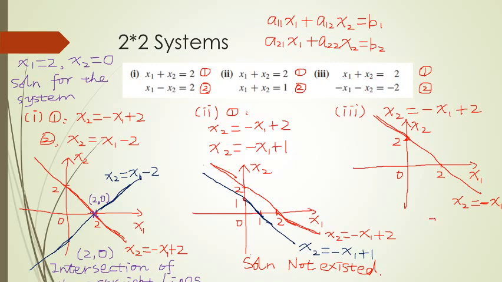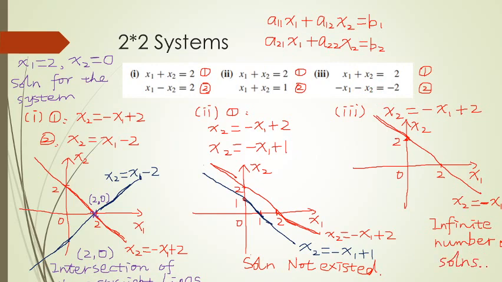So what is the solution? Infinite number of solutions, okay? Infinite number of solutions for the 2 by 2 system in number 3.